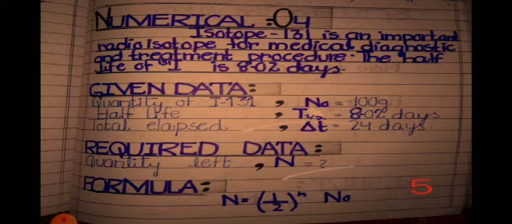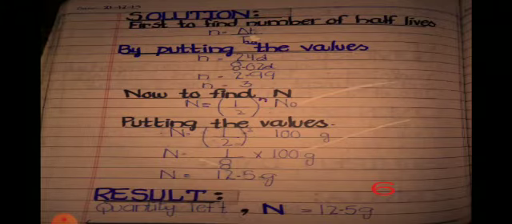Here first we find small n, that is the number of half-lives, by using the formula delta T divided by T half. So first we find n, which is equal to 3, and then we find the quantity left, that is N is equal to (1 by 2) power n, times N naught, and we get 12.5 gram.